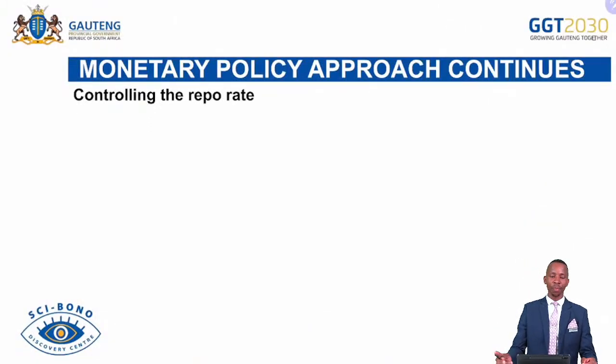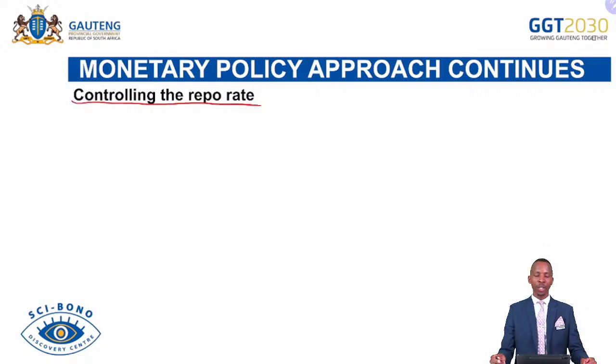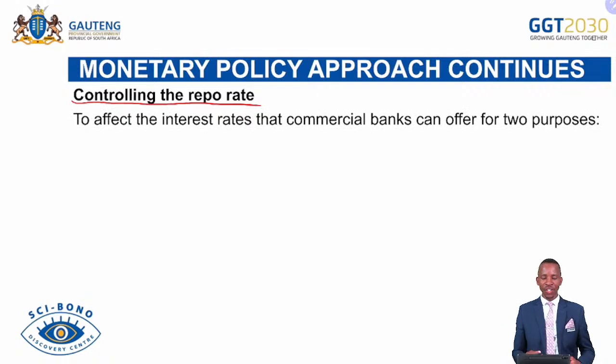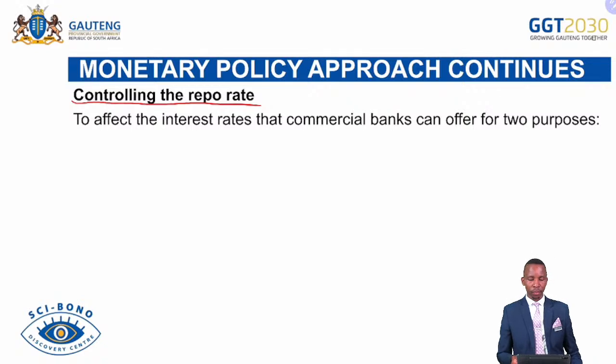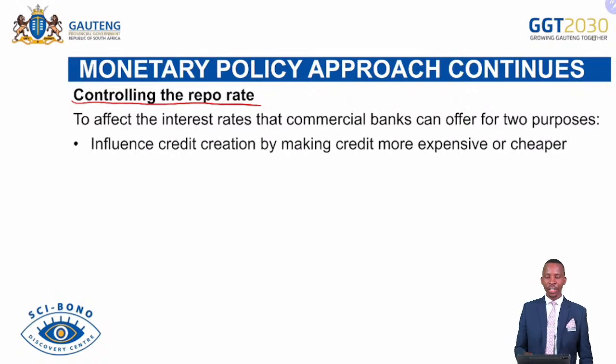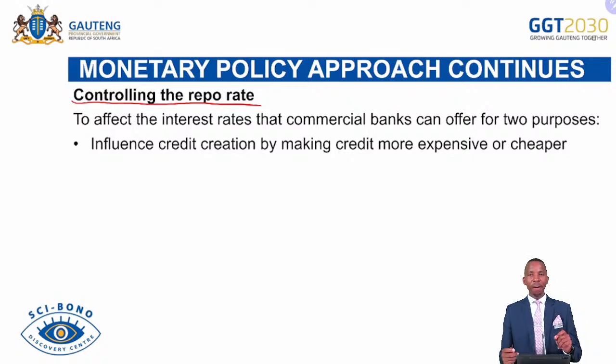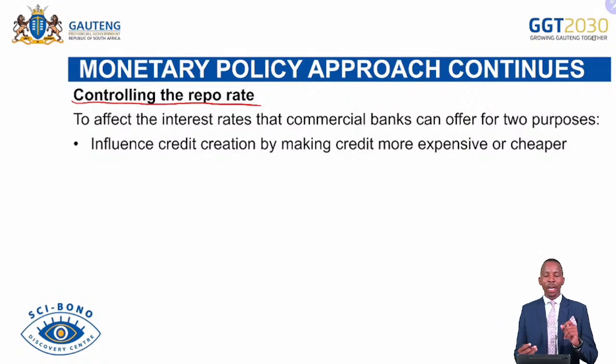And then controlling the repo rate. We know that the repo rate is the interest rate charged by whom? By the Reserve Bank to commercial banks on their borrowings. To affect interest rates, the commercial banks can offer for 2 purposes. Number 1, to influence credit creation by making credit more expensive or cheaper. If ever the repo rate is influenced, it affects all other interest rates, excluding the fixed interest rate or real interest rates. So, if ever the Reserve Bank influences what we call the repo rate or repurchase rate, the credit can either be expensive or cheap.